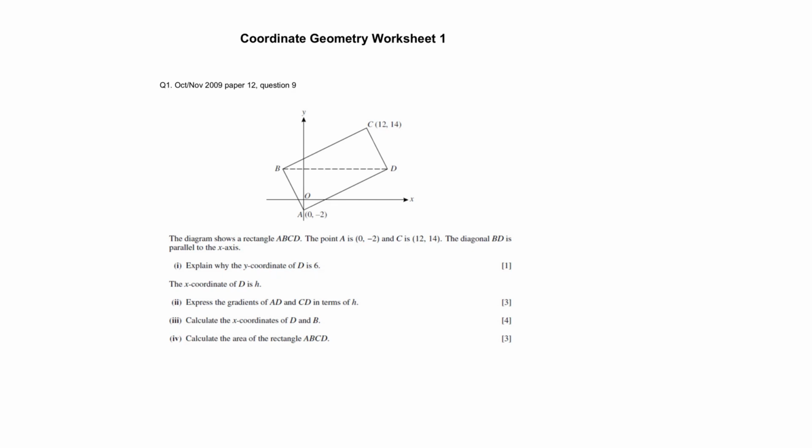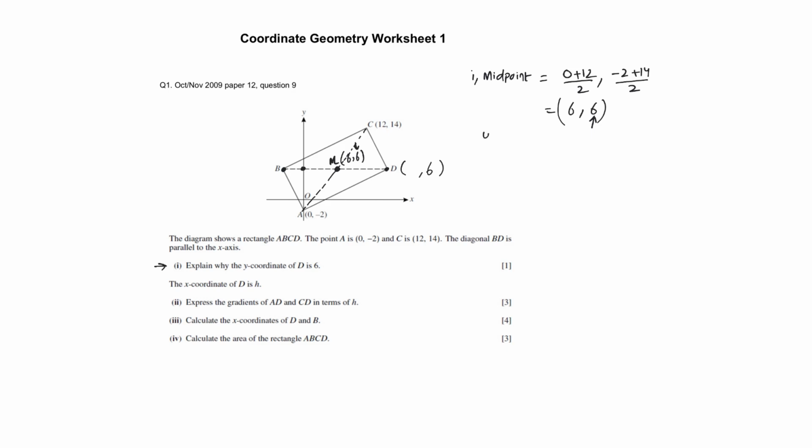One thing is for sure, that B and D will have the same y coordinate because they lie on this horizontal line which is parallel to the x-axis. Now, if you draw a diagonal from A to C, the midpoint will also be lying on this horizontal line. So if you work out the coordinates of the midpoint, they would be (0 plus 12) over 2, (minus 2 plus 14) over 2, which is 6 comma 12 over 2, which is 6. So do you see the y coordinate of M is 6? If the y coordinate of M is 6, then the y coordinate of D is also 6.